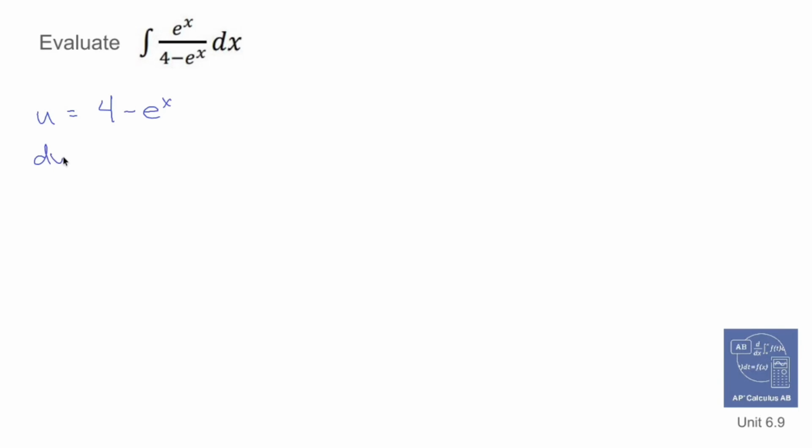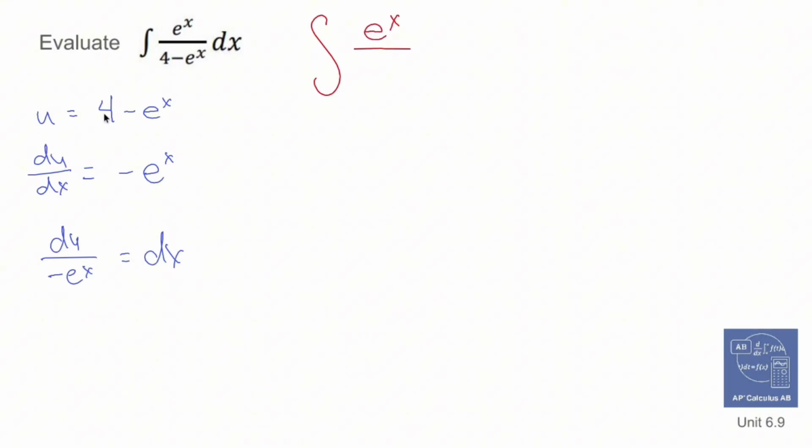All right, so du dx is going to equal negative e to the x, right? Flip-flop the dx and the negative e to the x, so that will be du over negative e to the x equals dx. So now let's do some replacing. Integral of e to the x over u times du over negative e to the x.